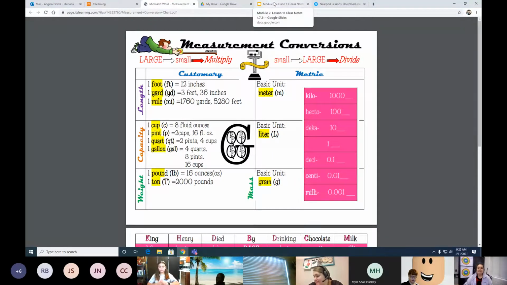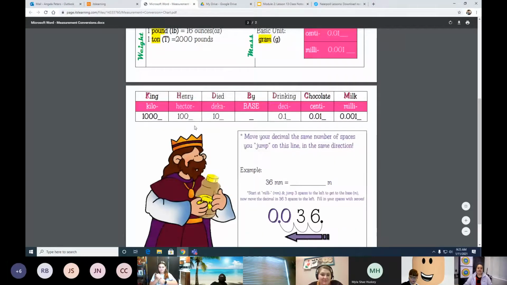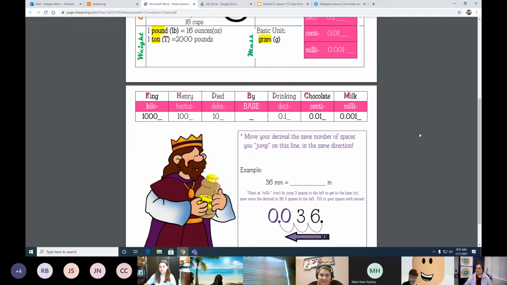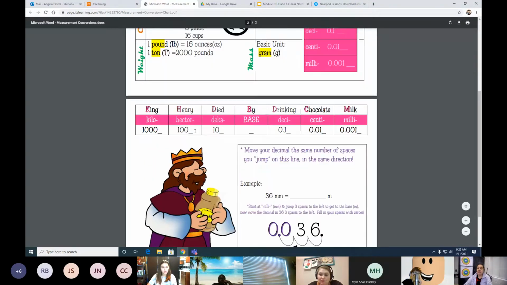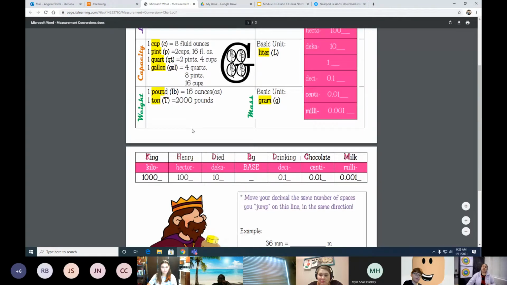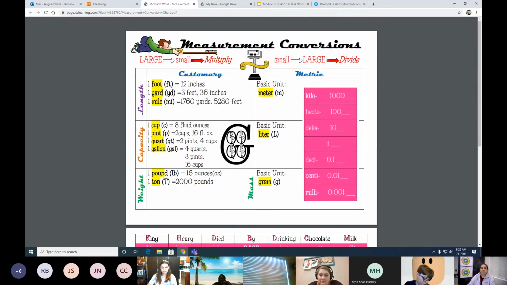Nope. So let's look down here at the bottom on the second part of the sheet. It's got King Henry died by drinking chocolate milk. Did y'all ever learn the acronym for this? There's a couple different ones, but the K in King is for kilo. So kilo stands for 1,000, okay? And then H stands for hecto, which is 100, and it goes so forth. There's other ones too, but when we think of a kilogram, it's got that kilo, right? So 1 kilogram is 1,000 grams, okay?